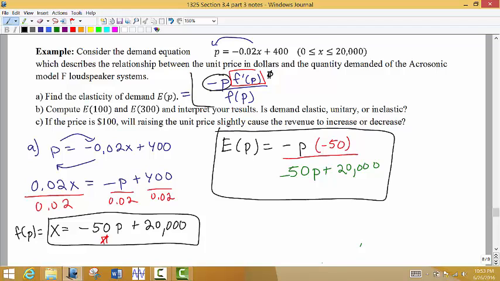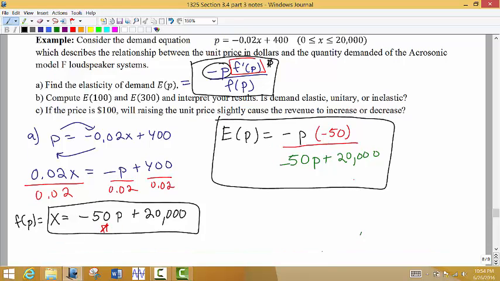So remember, I'm going to give you this formula. You just have to know how to use it. It says here to compute E of 100 and E of 300 and interpret our results. We want to know, is the demand elastic, unitary, or inelastic? So here when we plug in 100, we're talking about a price of 100.